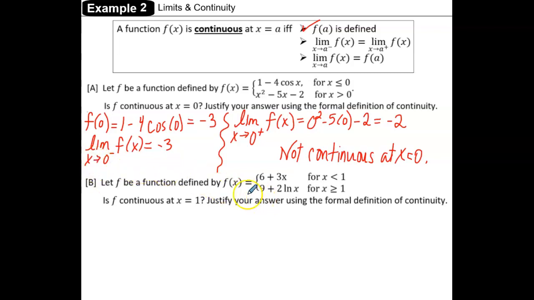Hey, so hopefully you gave this problem a try before watching the video for the answer. If not, pause the video, try it on your own, and then come back and resume and we'll go over it together.